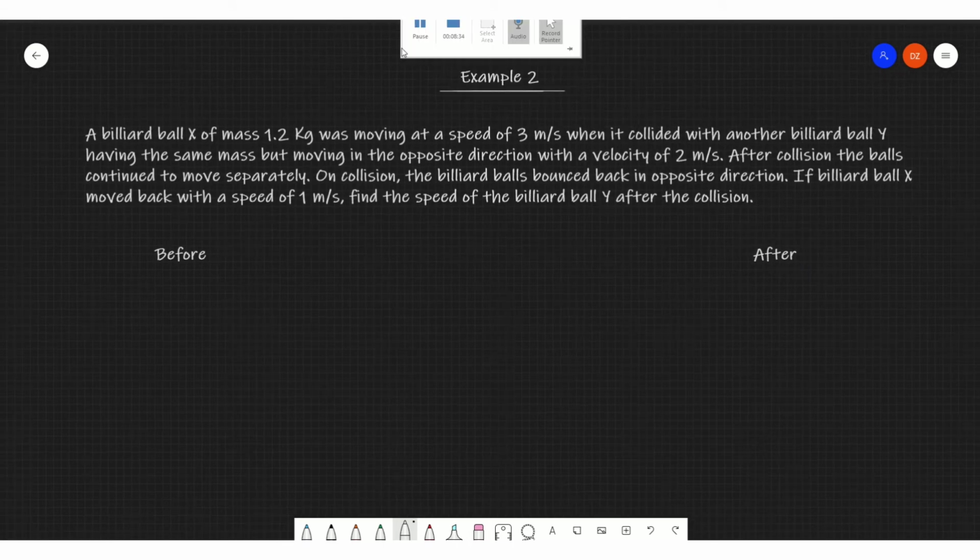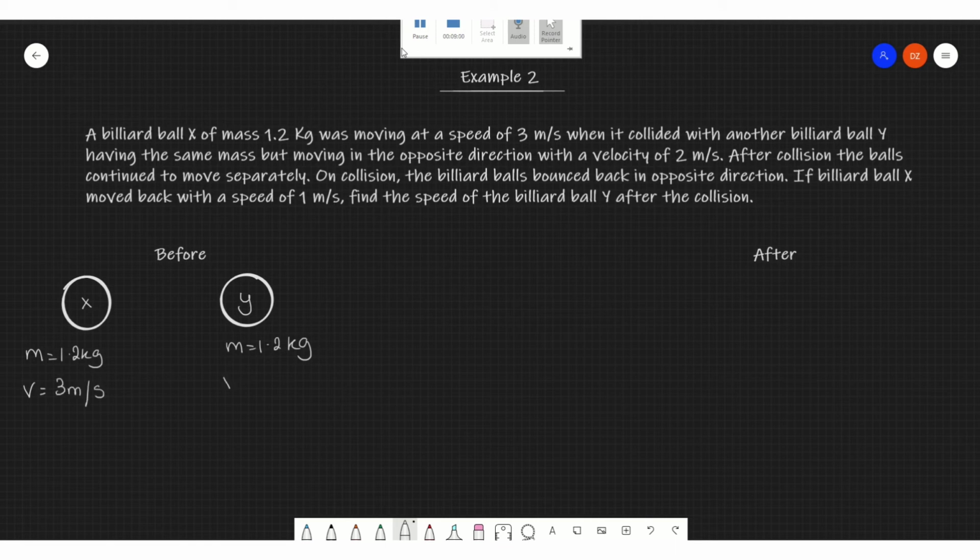Now, before collision, we have two billiard balls, so I'm going to draw them over here. One is X and one is Y. The mass of billiard ball X is 1.2 kilograms, and the mass of billiard ball Y is also 1.2 kilograms. The velocity of billiard ball X is 3 meters per second, and the velocity of billiard ball Y is negative 2 meters per second.